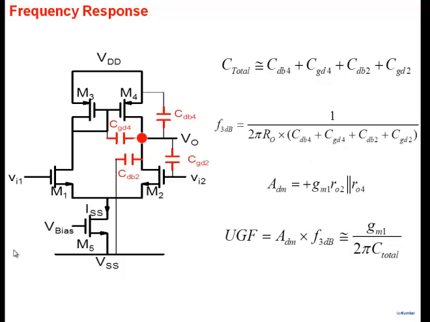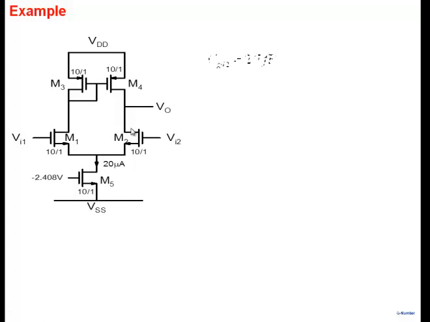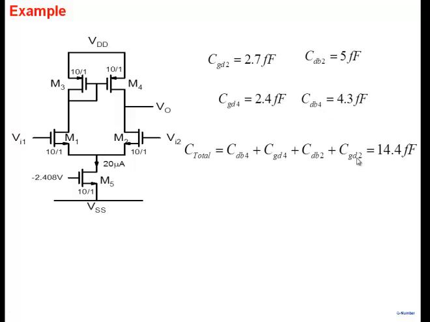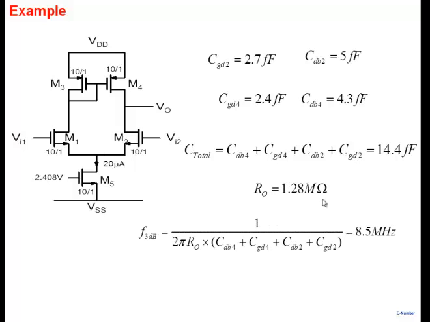All right. So one of the parameters that people quote for a differential pair in an op amp is unity gain frequency, and so unity gain frequency is the product of these two, GM by 2 pi C total. Okay, so this is just an example here. All the capacitors that you see here are included. 3 dB frequency comes out to be 8.5. UGF is 1.5 gigahertz here.